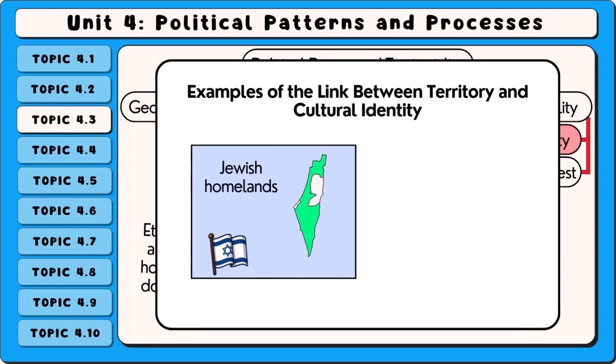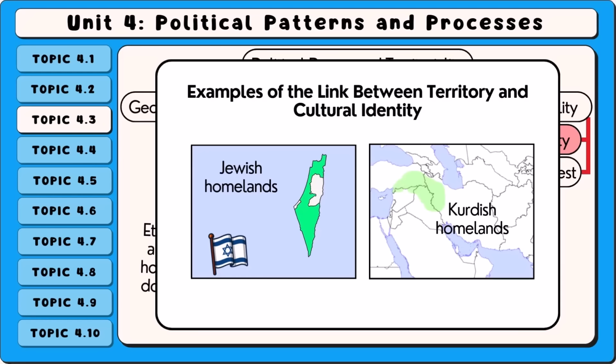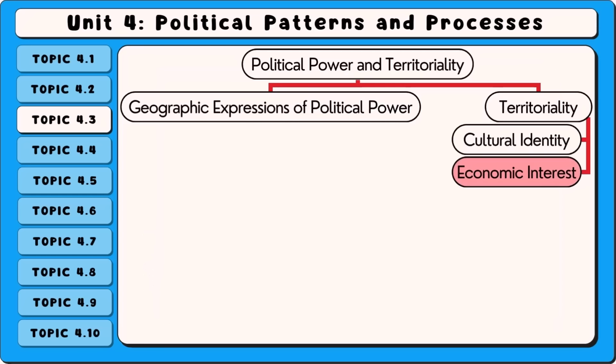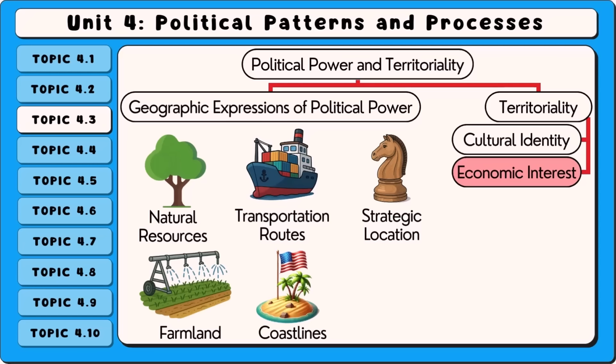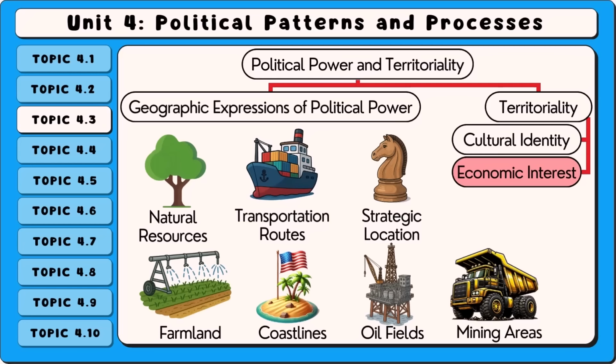For example, the Jewish connection to Israel or the Kurdish claim to parts of Iraq, Syria, and Turkey are based on long-standing cultural and historical ties to land. Economic interest is another reason territoriality matters. Land holds value because of its natural resources, transportation routes, or strategic location. Countries protect farmland, coastlines, oil fields, and mining areas because these assets support their economies.